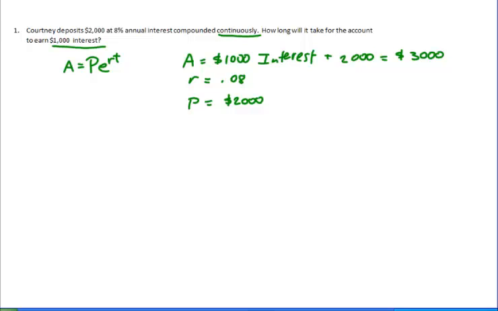So plug all this into your formula first, and then we'll need our calculator to help us get a decimal answer. So what I'm going to have is 3,000 equals the initial amount, 2,000, times e to the 0.08 times t. The question here is, how long will it take? So that's a time issue. Okay? Now, once we get it to this point, what we want to do is get the e part all alone. So divide everything by 2,000.